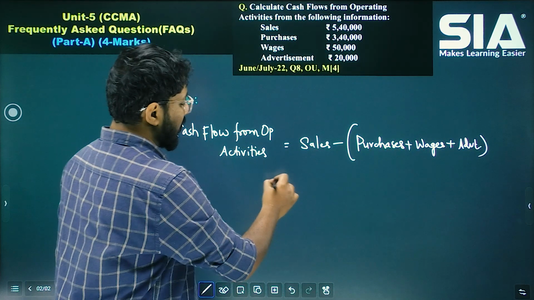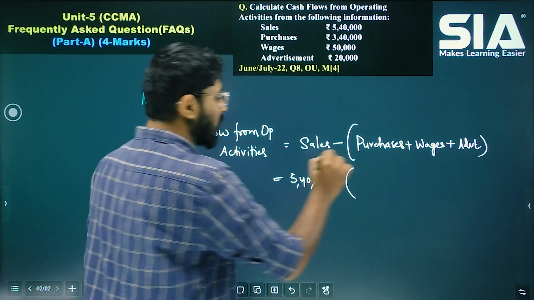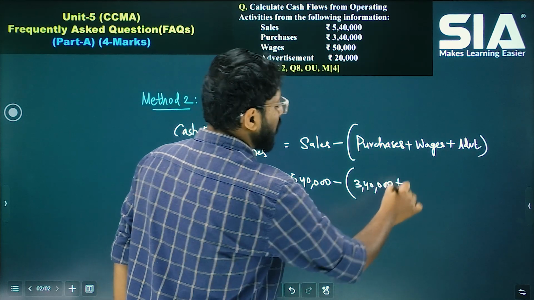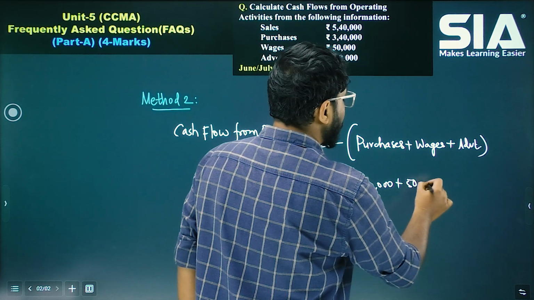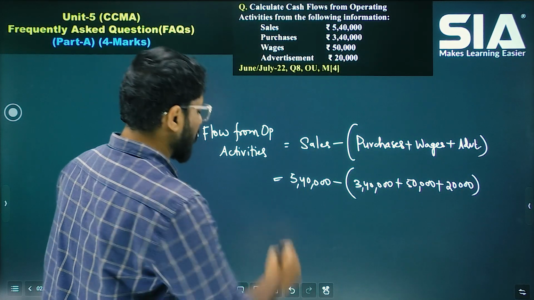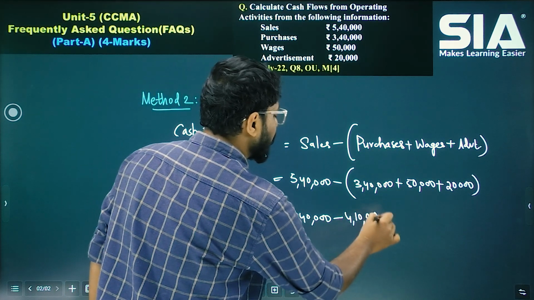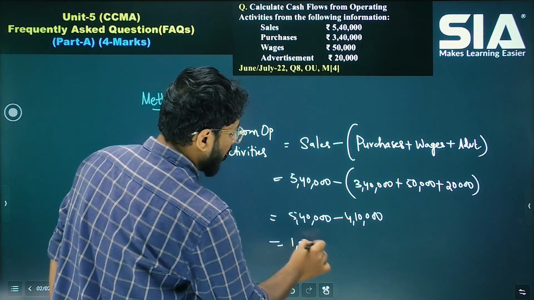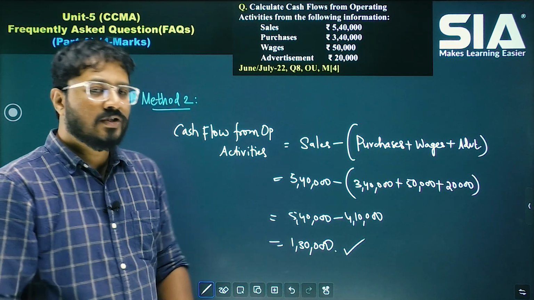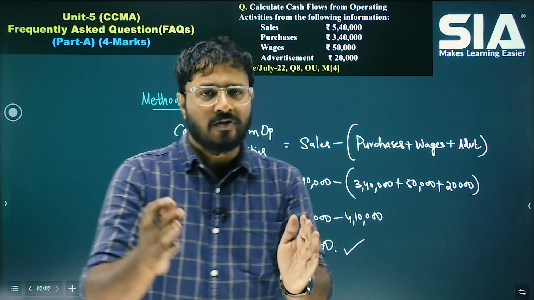Now how much is sales? 5,40,000 minus, write all the items here. 3,40,000 in the purchases, wages is 50,000, so 390 this will be, and 20,000 is for advertisement. So 410. So 540 minus 410 will give you 130. Therefore, the cash flow from operating activities is 130. Whichever method you are comfortable with, you can write the answer. I would suggest you to present your answer in statement format, method 1 format.